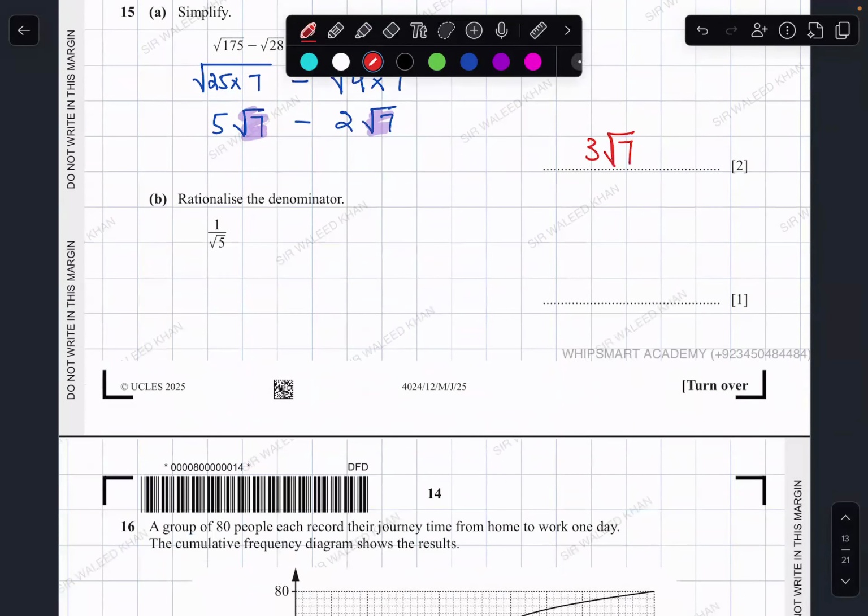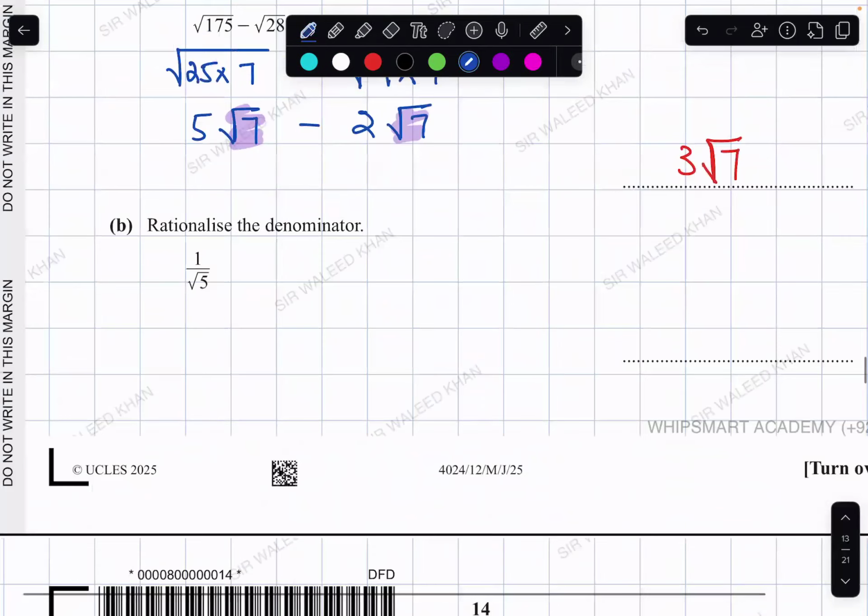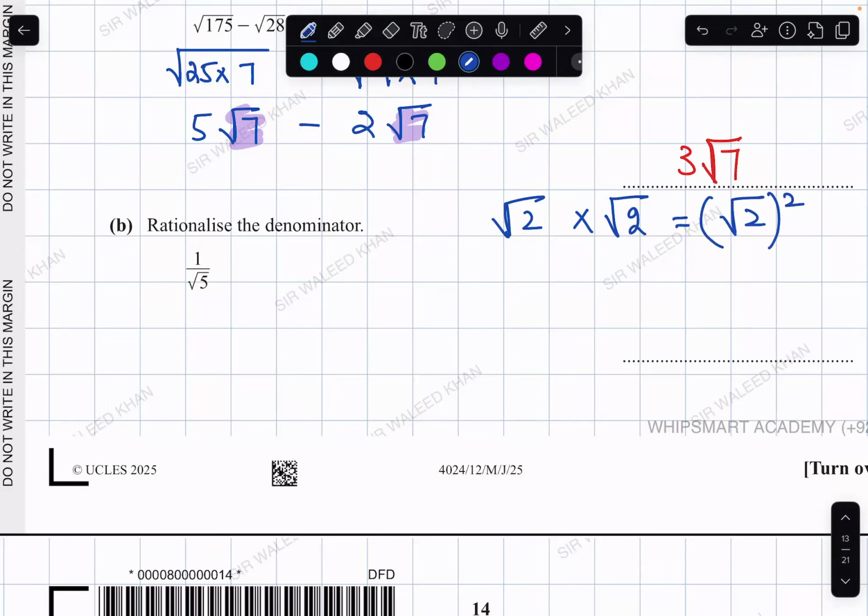Okay. Rationalize the denominator. To rationalize the denominator, I have to get rid of this surd, right? How can I do that? If I multiply it with another number. For example, we have under root 2 and we multiply it with under root 2. It becomes under root 2 square because we are multiplying the same number. So the square root and the square cancel out. So that is our goal, to multiply it with the same number, under root 5.